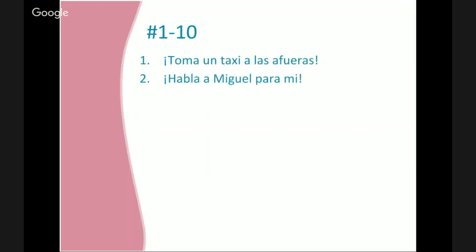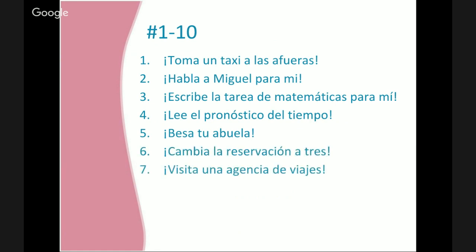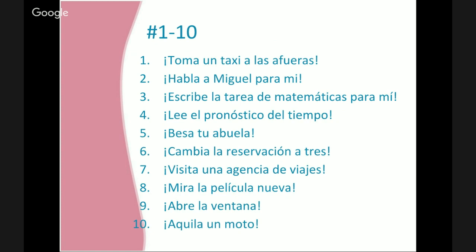Now practice. Here are some examples. I'll just click through so you can see that all of the commands are written in the he, she form. Number 2, habla Miguel para mí, talk to Miguel for me. Besa tu abuela, number 5, kiss your grandmother. Mira la película nueva, number 8, watch the new movie. These are commands. They are directed to a person, and they are conjugated in the he, she form.